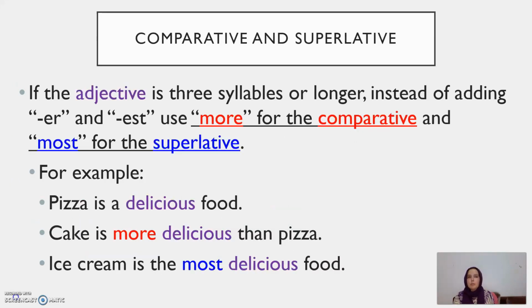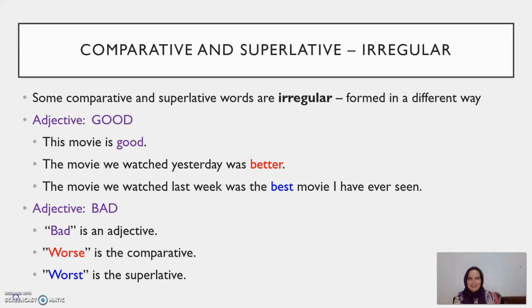Now, there are a few more rules to know for the comparative and the superlative. If the adjective is 3 syllables or longer, instead of adding ER and EST, use more for the comparative and most for the superlative. For example, pizza is a delicious food. Cake is more delicious than pizza. Ice cream is the most delicious food. No, it's not.